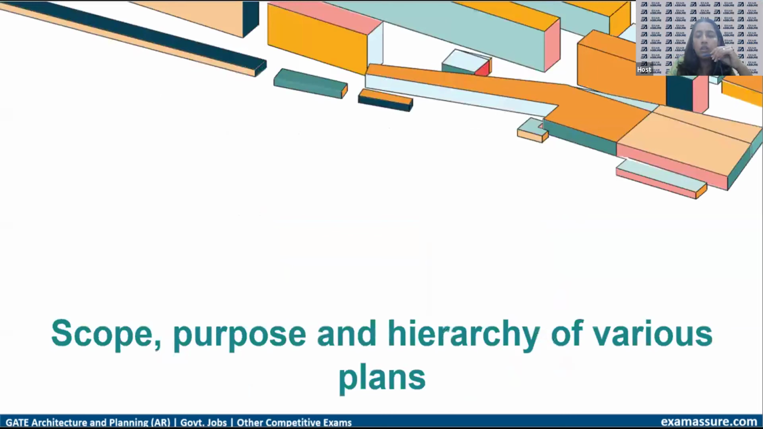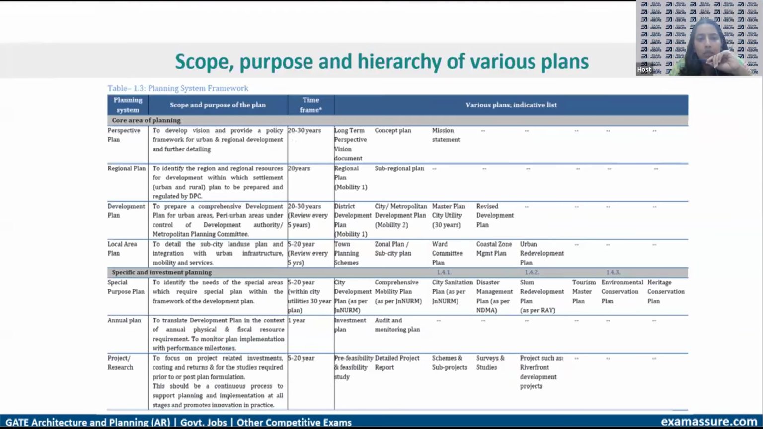Okay. So now I'm sure as architects or planners or even civil engineers, you have all worked at various scales. But for planning, primarily there are different scales of plans or a hierarchy of plans that are usually put in place. So you have your perspective plan, regional plan, development plan, and local area plan. Now, what is the difference? Let's look at them one by one.